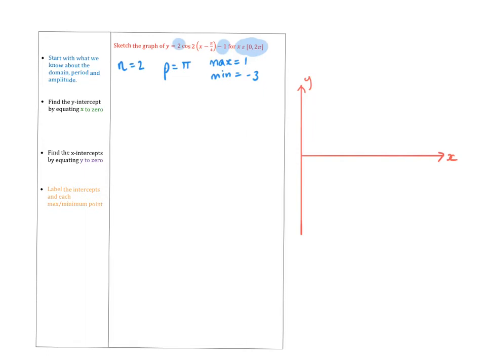Now remembering again that to find the y-intercept, we're just going to let x equal 0. So the y-int is equal to 2 cos 2, 0 minus pi on 4, minus 1. Now one thing to remember here is that we've got 2 cos, now this is negative, so 2 times that negative pi on 4, it's going to be negative pi on 2.